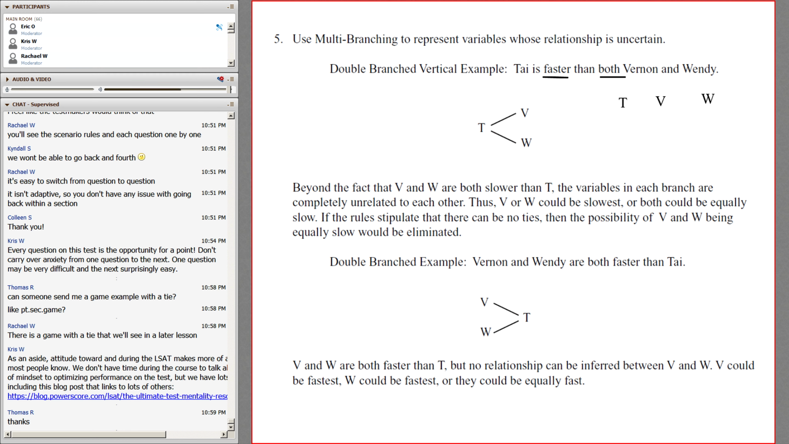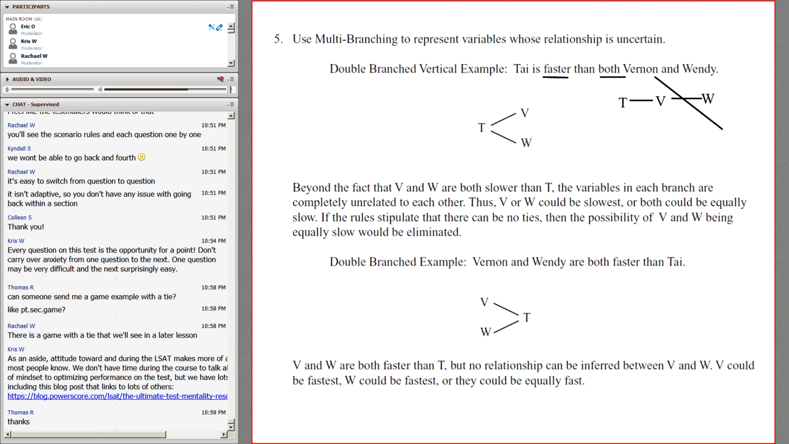That Ty is faster than both Vernon and Wendy because Wendy was written after Vernon. It's easy for your brain to kind of go here. But this isn't what they're saying, right? Ty is faster than Vernon. That's true. And Ty is faster than Wendy. That's true. But we don't actually know the relationship between Vernon and Wendy. So that's the big problem here.